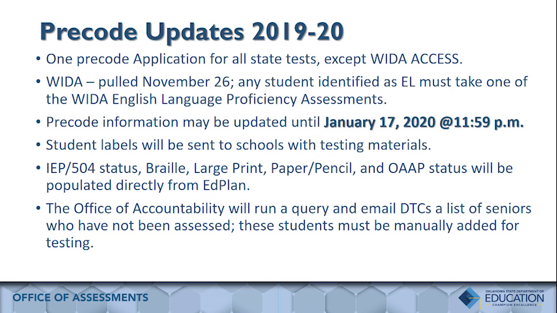Student labels will be sent to schools with testing materials. IEP 504 status, Braille, large print, paper pencil, and OAP status will be populated directly from EdPlan. In addition, the Office of Accountability will run a query and send an email in early January identifying any seniors who are missing tests. You may manually add these students so that they can participate in testing.